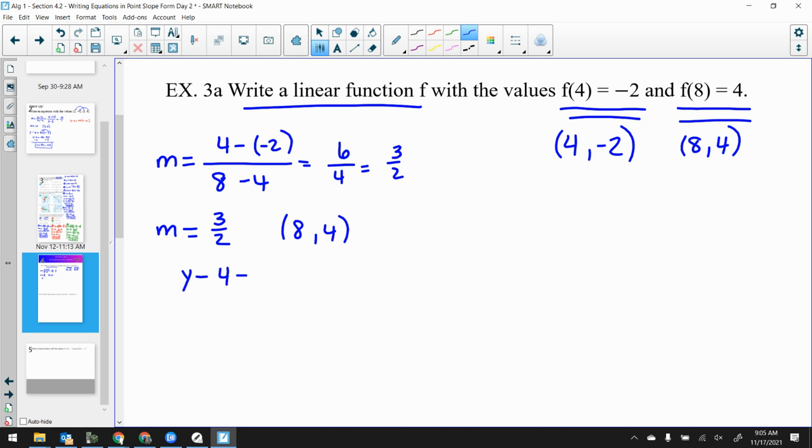y minus 4 is equal to 3 halves x minus 8. Distribute. So y minus 4 is equal to 3 halves x, and then 3 halves times 8 is a minus 12. Multiply the top, divide by the bottom. 3 times 8 is 24, divided by 2 is 12.